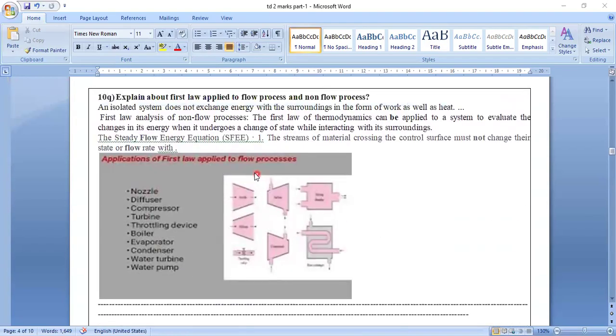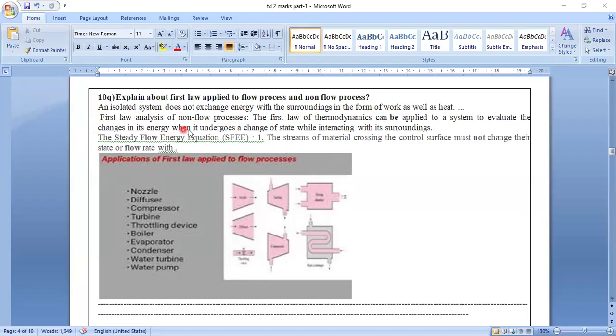So the 10th question, the last question of this unit: explain the first law applied to flow process and non-flow process. What is a flow process and a non-flow process? Let me take the definition. An isolated system does not exchange energy with the surroundings in the form of work. Isolated means it does not have contact with the surroundings. Whatever heat is inside will remain inside and will not go to the environment. Work will not go, heat will not go.